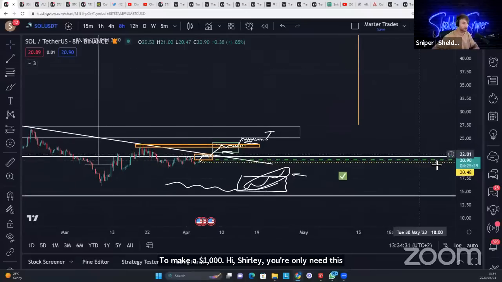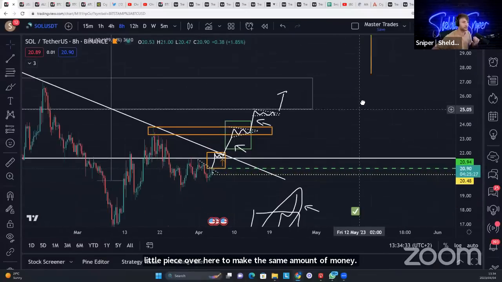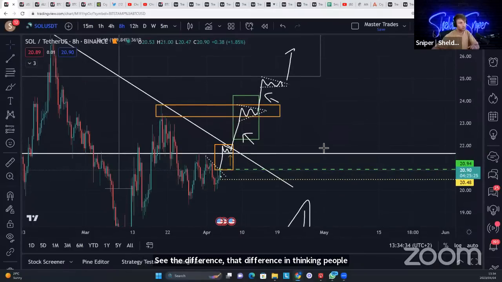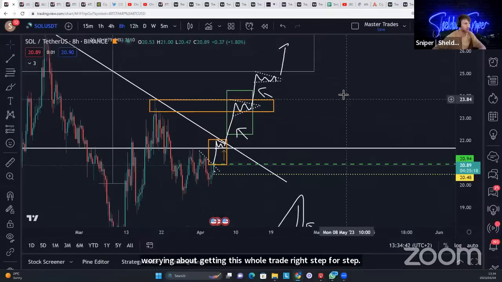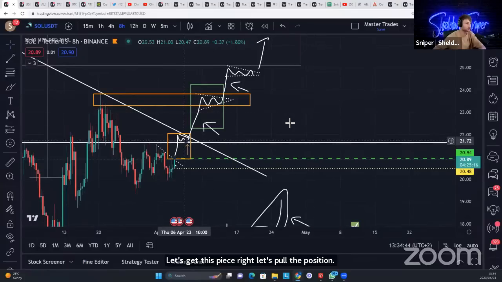See the difference in thinking. People don't think like this. They don't understand these things. Stop worrying about getting this whole trade right, step for step. Let's get this piece right. Let's build the position. Let's get this piece right, build the position. Now, for example, this may reject over here. So let's actually erase this.